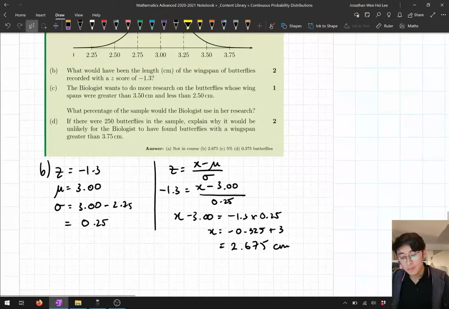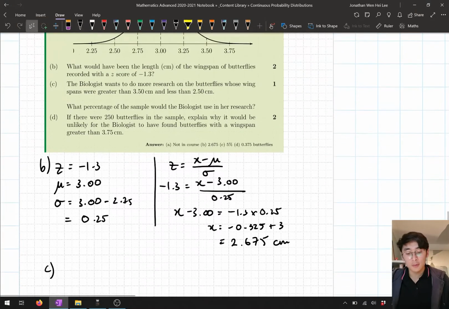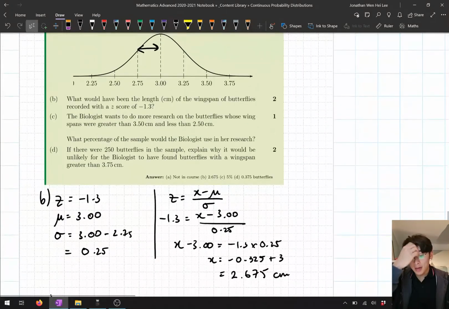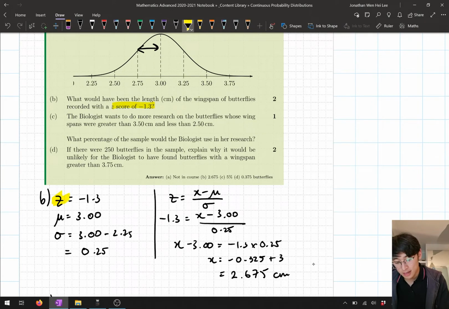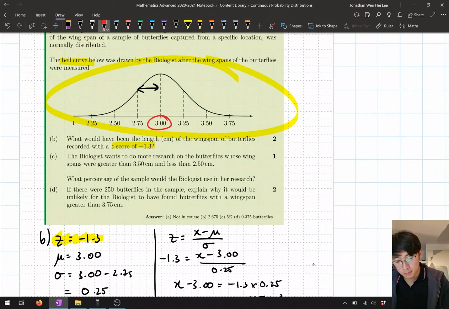Okay. Part C. That's the first part. So let's just do a quick recap before I move on to part C. So part B, I get told that they have a z-score of negative 1.3. So I'm just going to write z is equal to negative 1.3. And from my diagram, I can actually pull out the mean by reading off this middle value. So that's a mean. And then also figure out the standard deviation by looking at how far we go up or down each time, according to that one standard deviation thing.